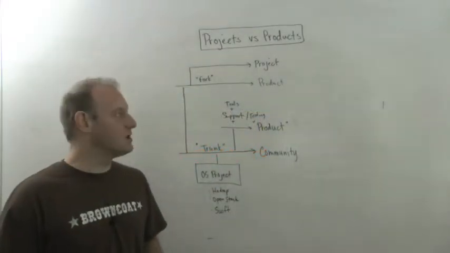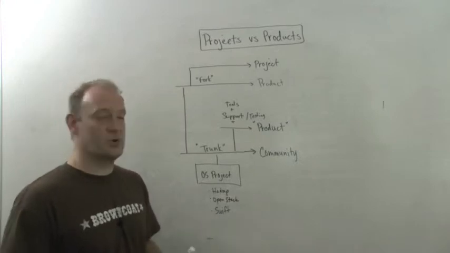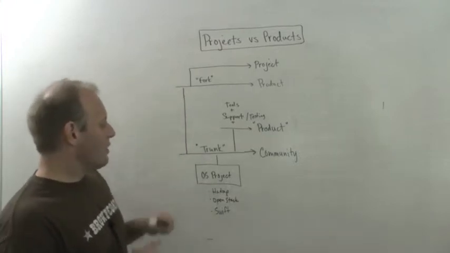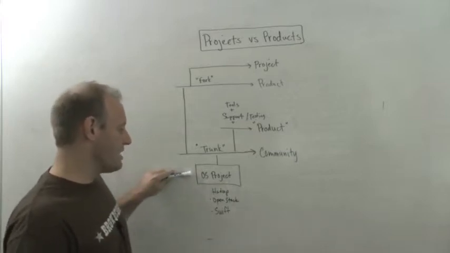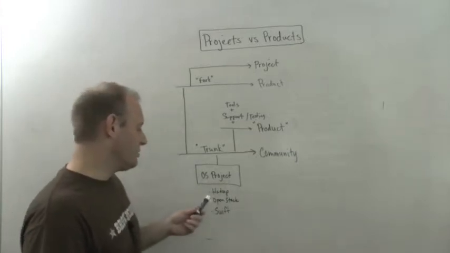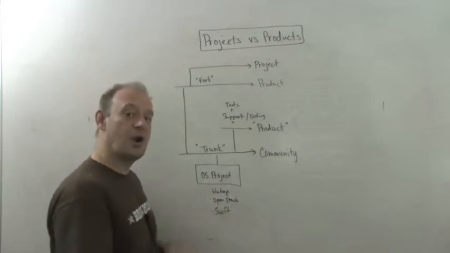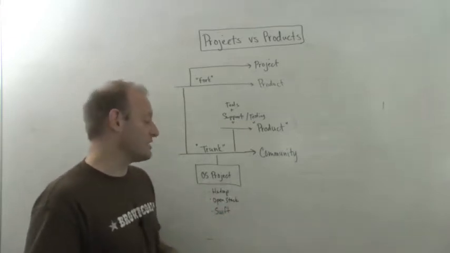Hello, I'm Delp, and here to talk to you a little bit about open source projects versus products. And so what we have here, at the bottom, we have an open source project. It could be Hadoop, it could be OpenStack, it could be a sub-project within OpenStack, like say Swift, for instance.